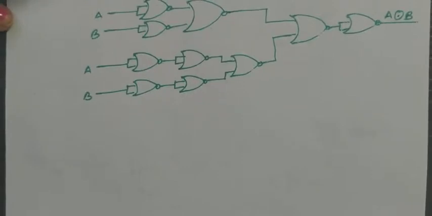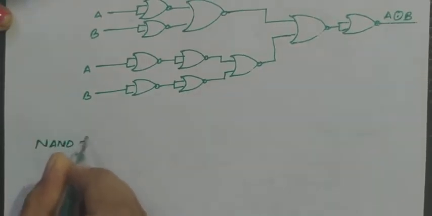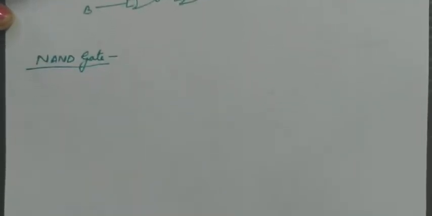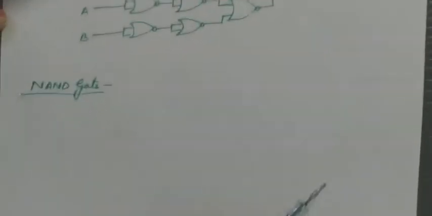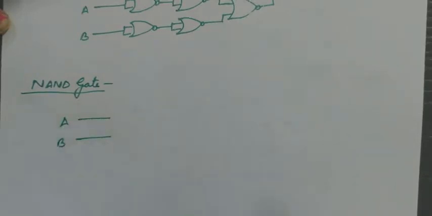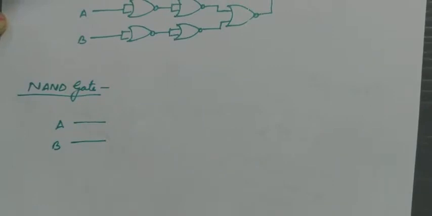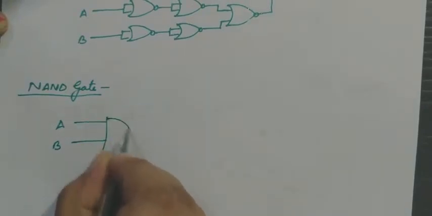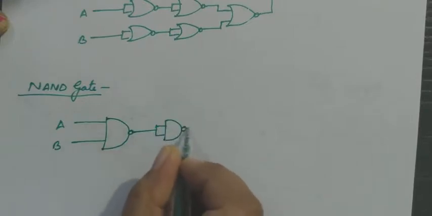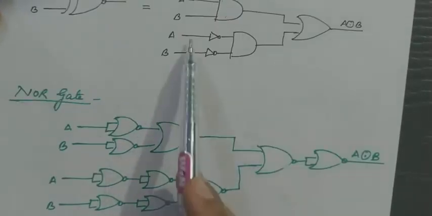Now similarly we will make XNOR using a NAND gate. So first two input lines connected to an AND gate. So we'll make two input lines A and B, and they are connected to an AND gate. So we'll make an AND gate here. This is the AND gate. Then two input lines connected to NOT and finally connected to AND gate.